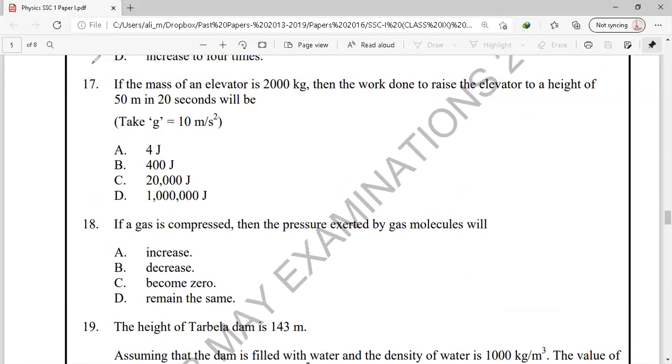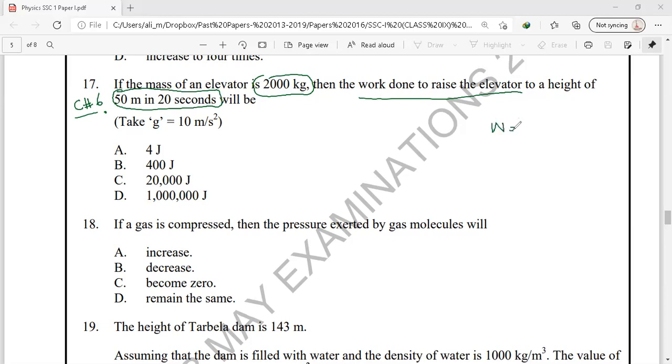Let's come to question number 17. This question is from our chapter number 6, Work, Power, and Energy. In this question, the mass of the elevator is 2000 kilograms, and the work is done to raise the elevator to a height of 50 meters in 20 seconds. So, we have to find the work done on that body.